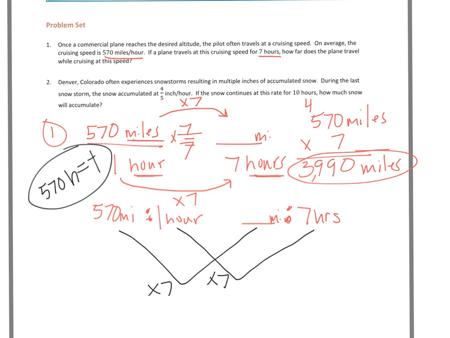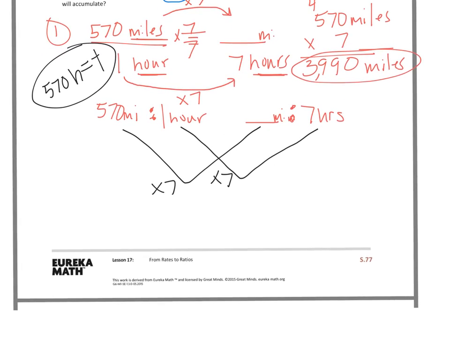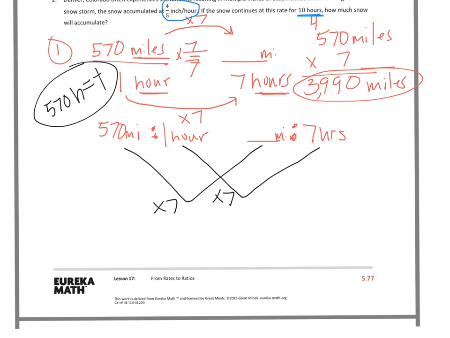It says, Denver, Colorado often experiences snowstorms resulting in multiple inches of accumulated snow. During the last snowstorm, the snow accumulated at 4/5 of an inch per hour, or 4/5 of an inch for every 1 hour. If the snow continues at this rate for 10 hours, how much snow will accumulate? So we're going to slide down and put it right down here at the bottom.